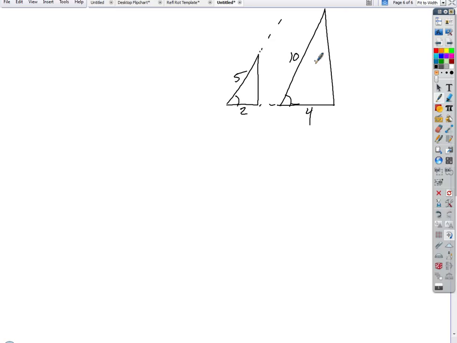What about side, side, side? By definition, that has to work, doesn't it? If I know that this is 5 and that's 2, and let's say this is 4 and that's 8, for sure we got it, right? Because if all 3 of those sides are proportional, that's similarity. Okay. All right. Good place to end.